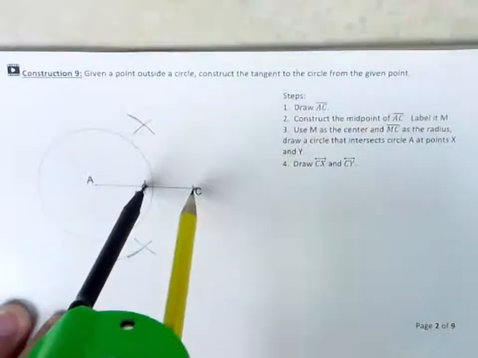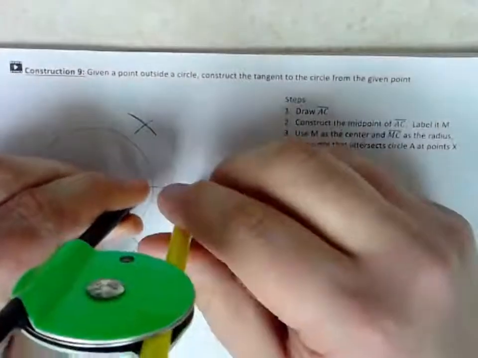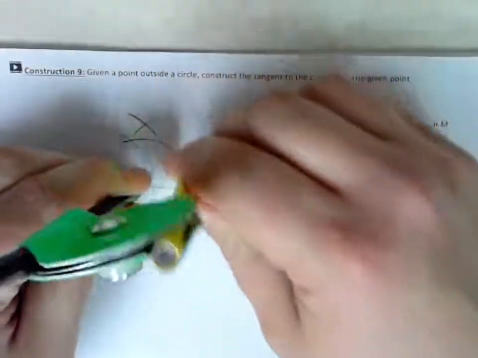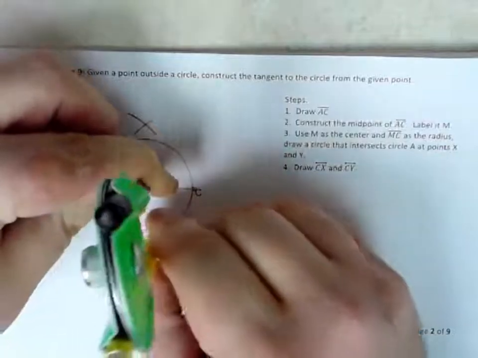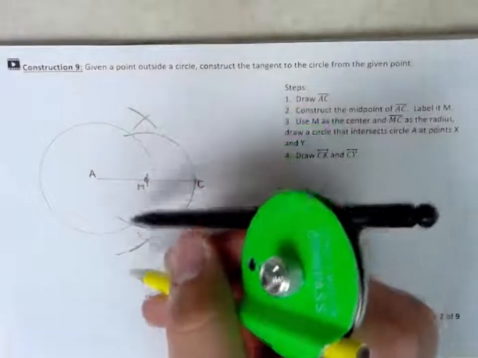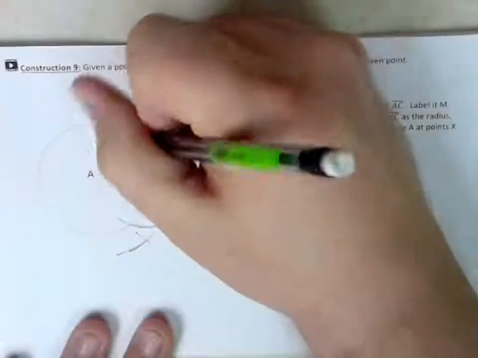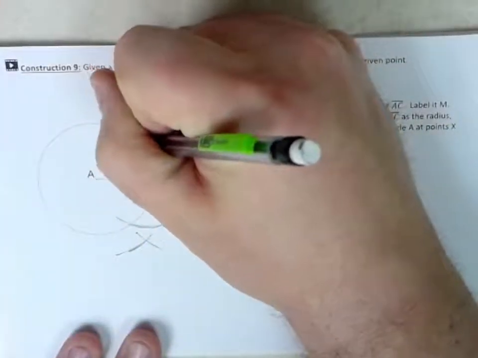So you can see how, again, line it up. M is my center. Put the other end of the compass on my endpoint C. And I'm going to go ahead. And again, you can draw the full circle like the directions say, but as long as it intersects the original circle at 2 different points, that will be good enough. So I'm going to label those as X and Y.